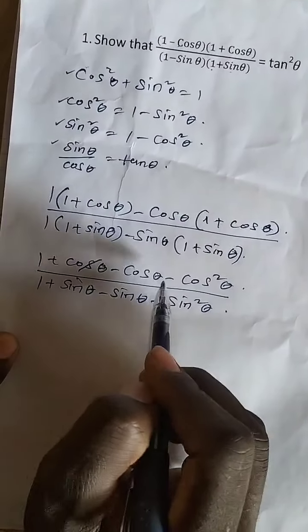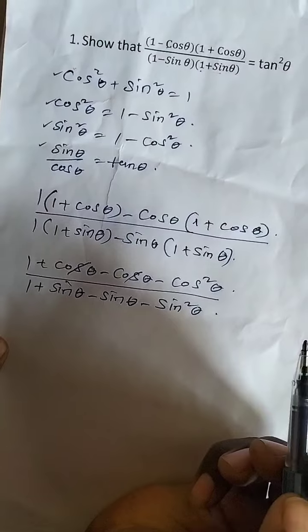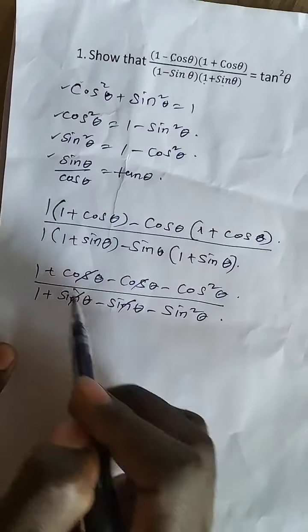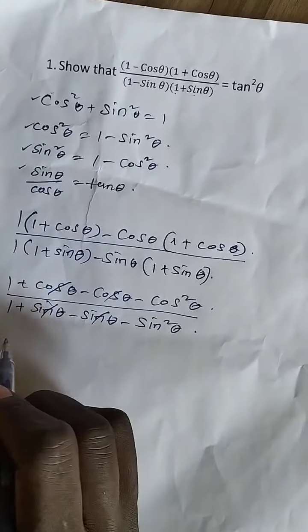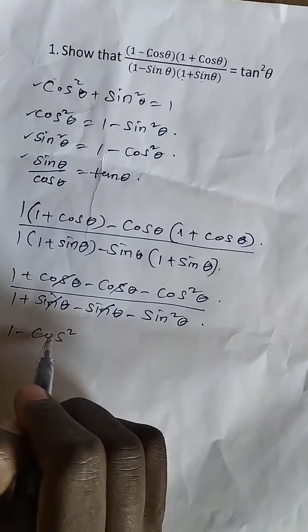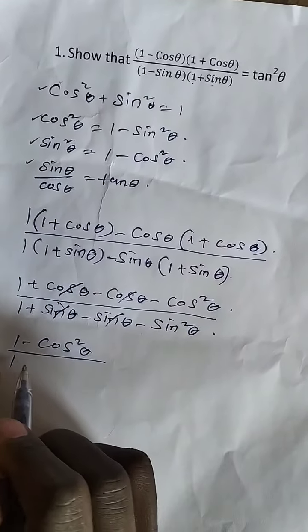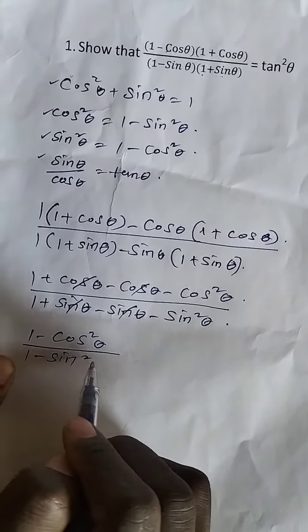Then after that, we now evaluate by realizing that cosine theta minus cosine theta gives 0, and also sine theta minus sine theta gives 0. So we are left with 1 minus cosine squared theta divided by 1 minus sine squared theta.